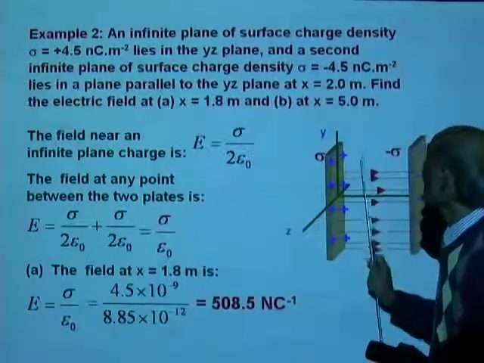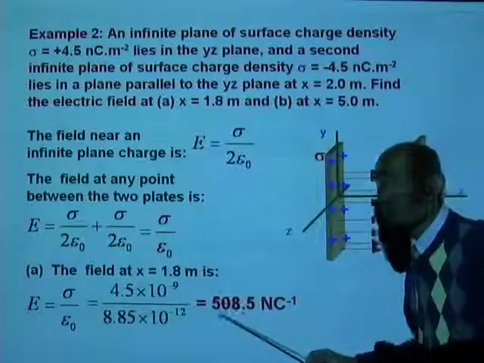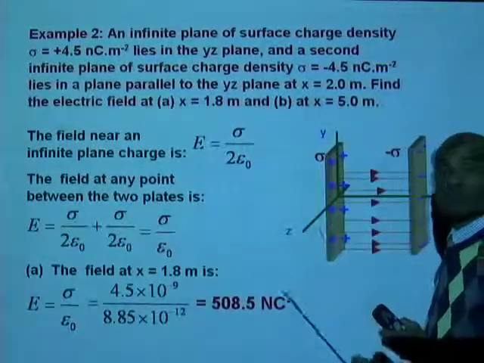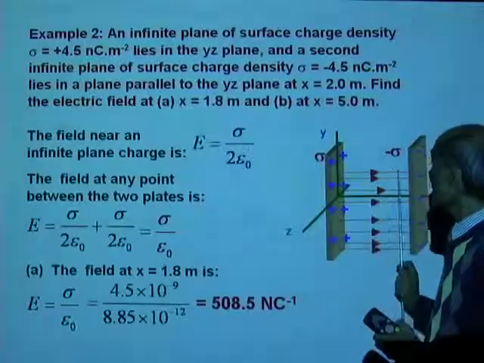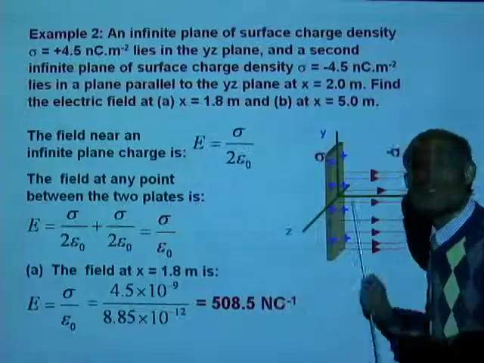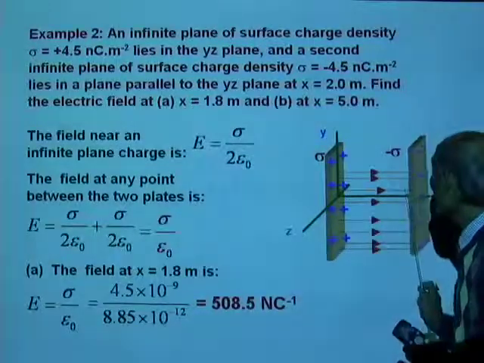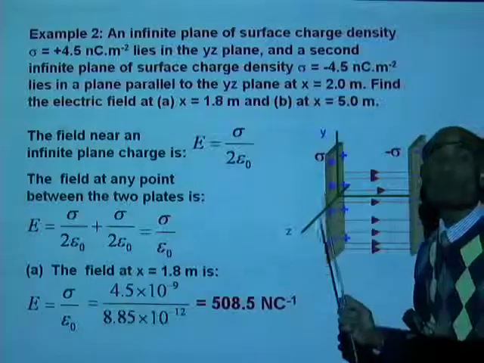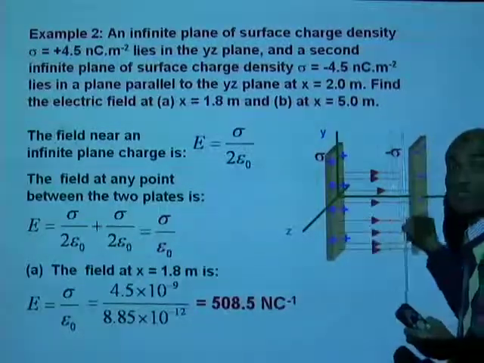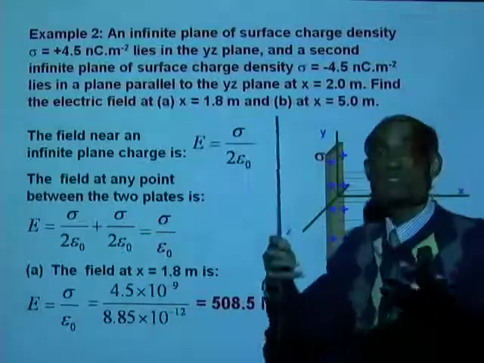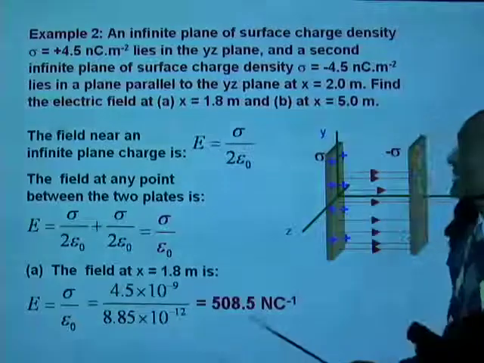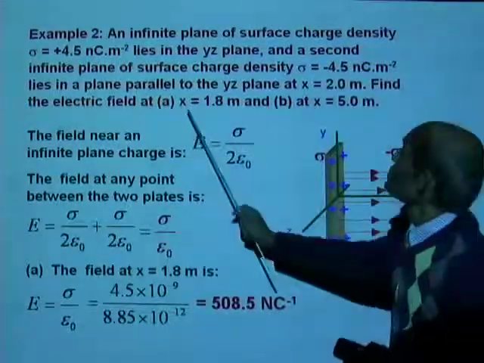The field at x equal to 1 meter will be this. The field at x equal to 0.5 meter will be this. The electric field at x equal to 1.9 meter will be this. The field at any point in between these plane charges will be this, because the field in between is uniform and is the same at all points in between the two plane charges. Okay, so we did A.